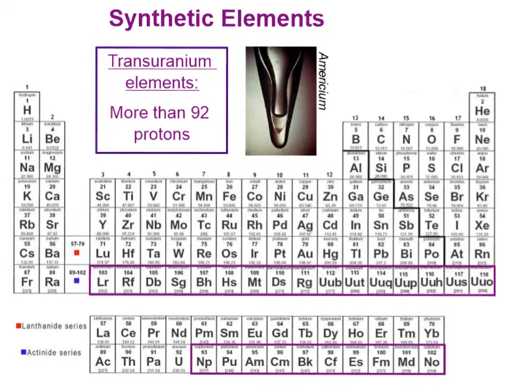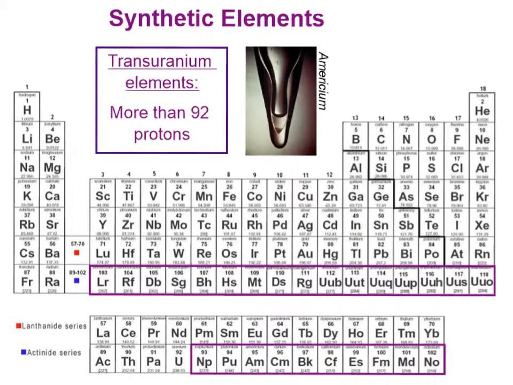Last, let's take a look at the synthetic elements. You know that elements that have more than 92 protons are kind of special. As a matter of fact, we call them transuranium elements. Uranium has 92 protons, and here I've put a box around those that have more than 92 protons, would be all of these elements, called transuranium elements, and they are very, very unstable.